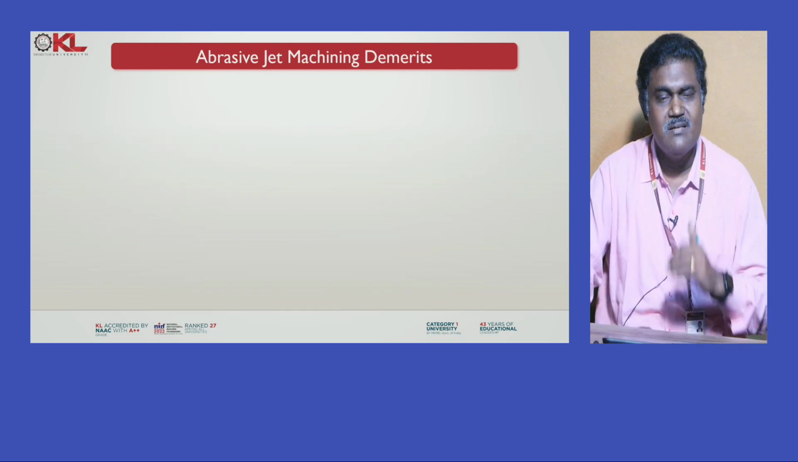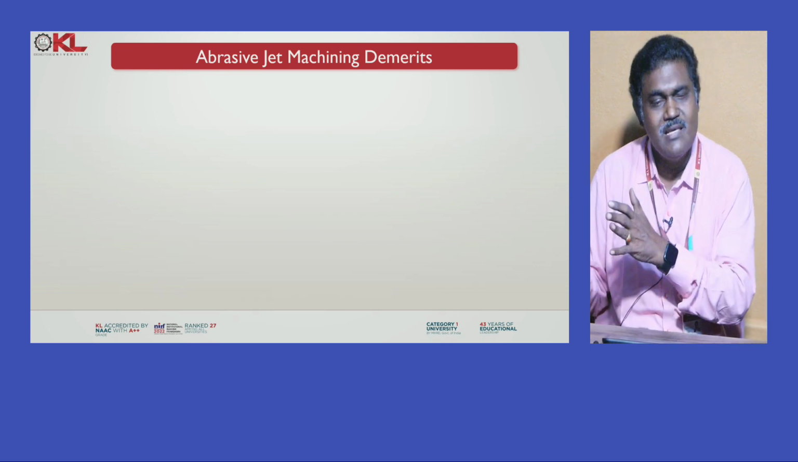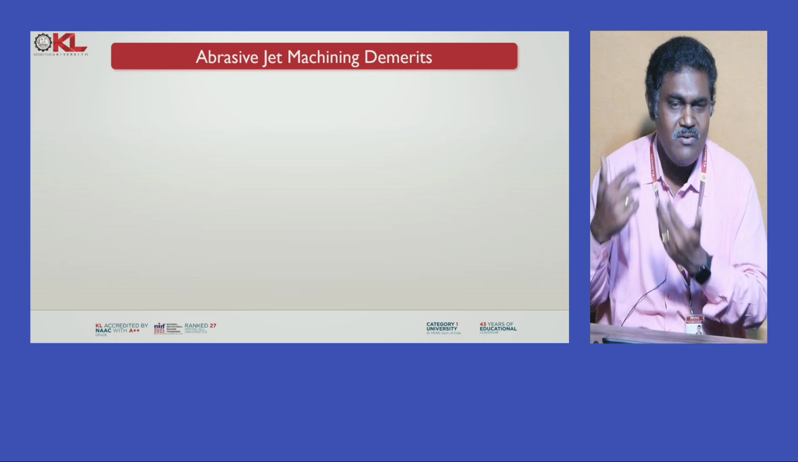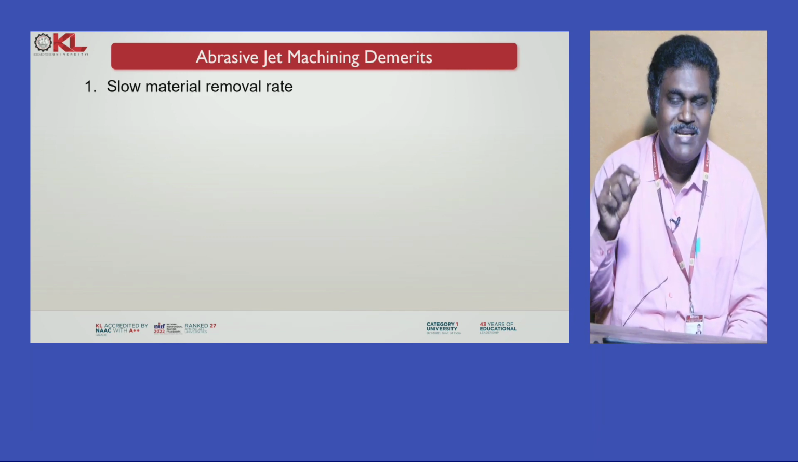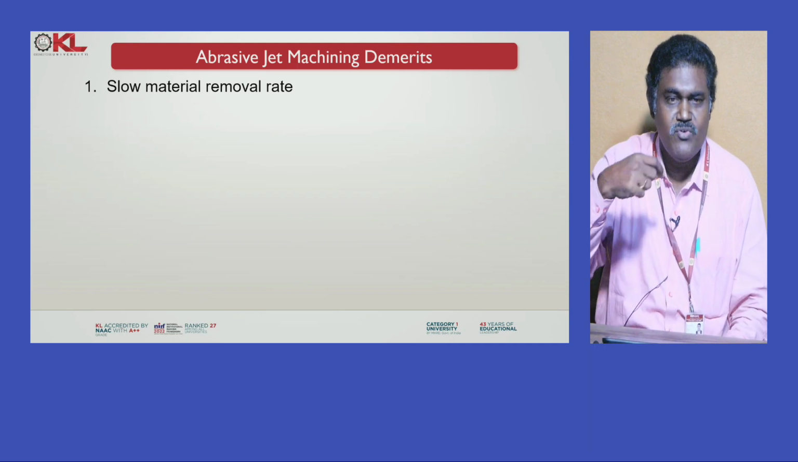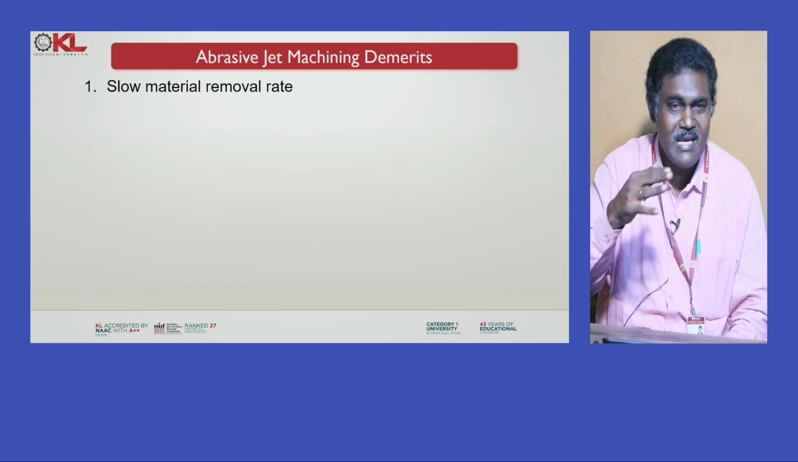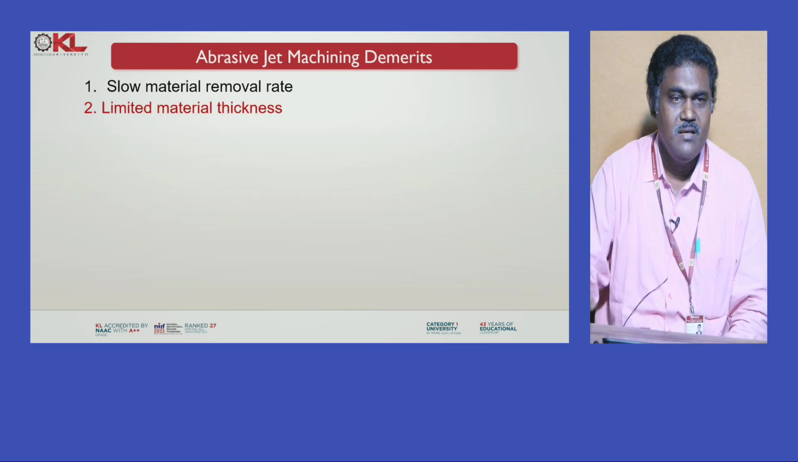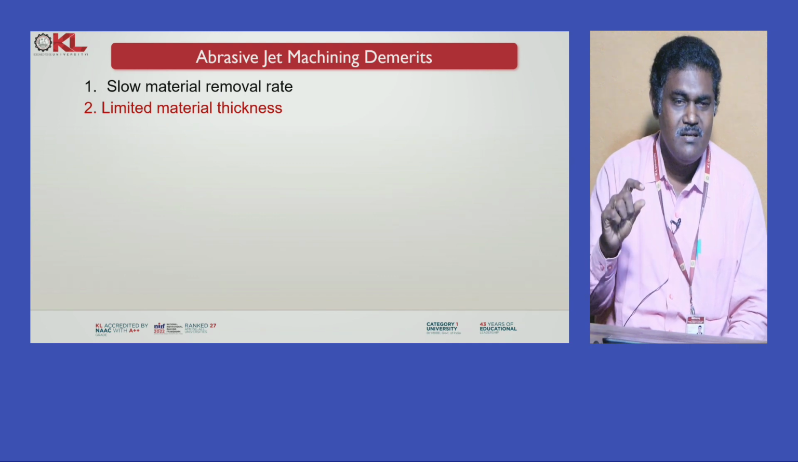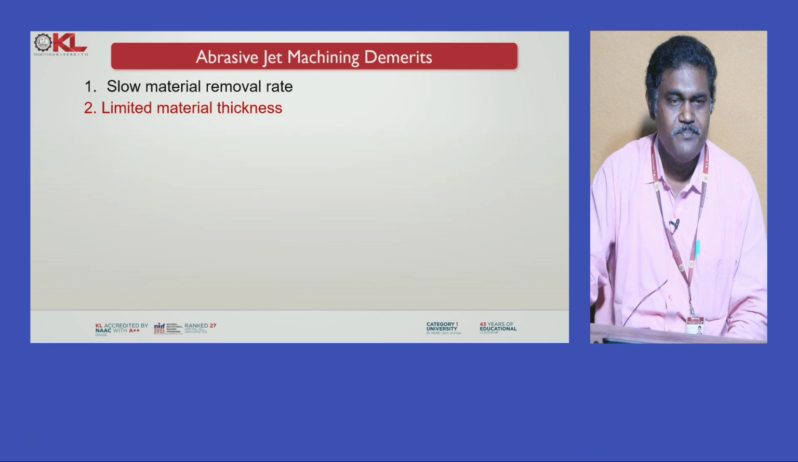Now you can see the demerits also. Everything has some merits and demerits. Now let's see what the demerits of abrasive jet machining are. First one is slow material removal rate. Material removal rate is very slow. It will take a lot of time to finish the required machining of the component. The limited material thickness. The thickness is also limited. Not all thicknesses of materials are suitable for abrasive jet machining.